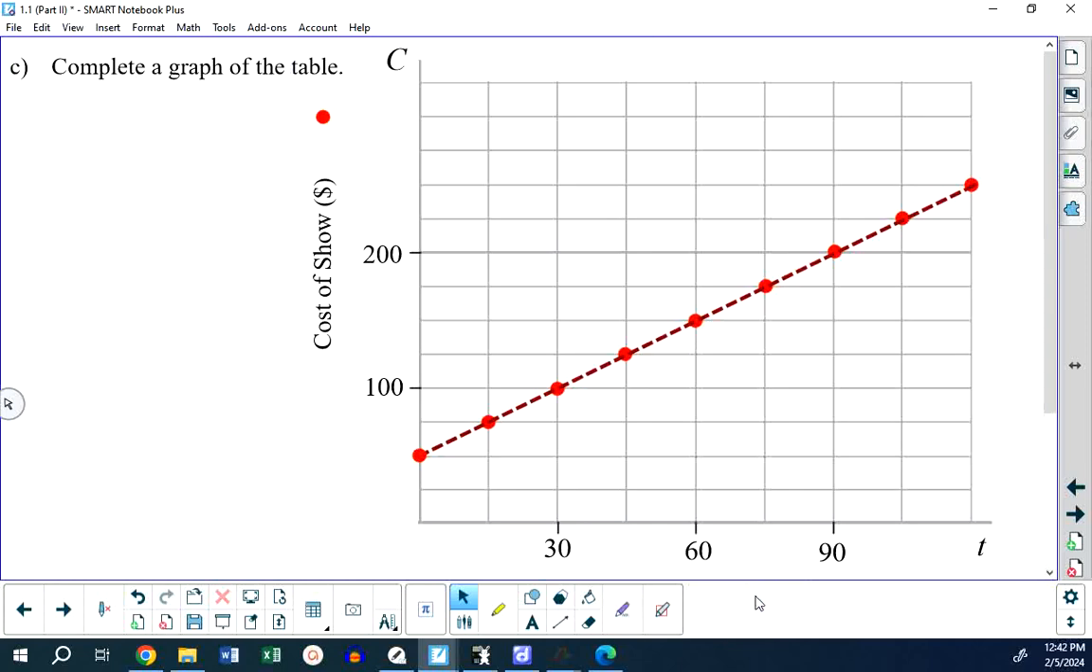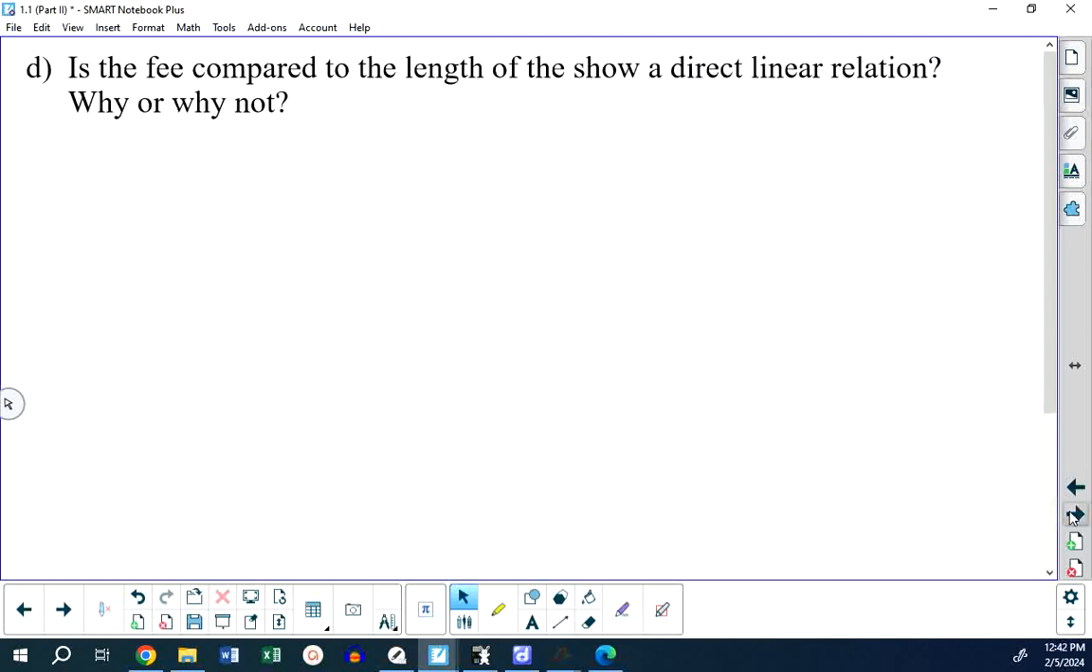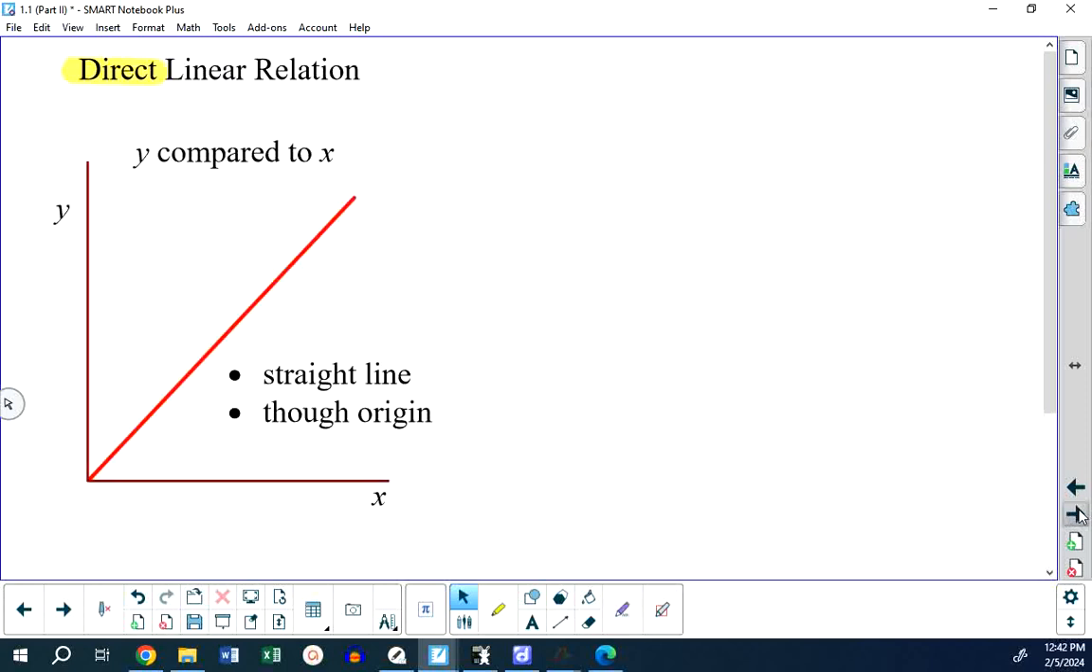So that's what the graph looks like. It's linear, but it's not direct because it doesn't go through the origin. Is the fee compared to the length of the show a direct linear relation? Well, we've already answered that. There are 2 boxes that have to be checked for it to be a direct linear relation. Does your graph contain dots that are in a straight line? Yes. Does your graph go through the origin? No. Which means it is a linear relation. It's not a direct linear relation.